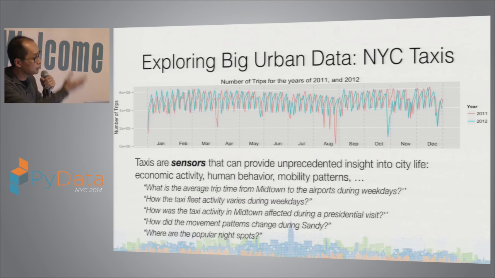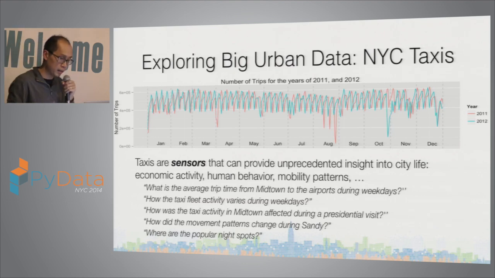And we can look at Christmas, for example, all the way to December, we just stay home, we don't really go out. So then the city is really empty. So that's really a sensor at a macro level.